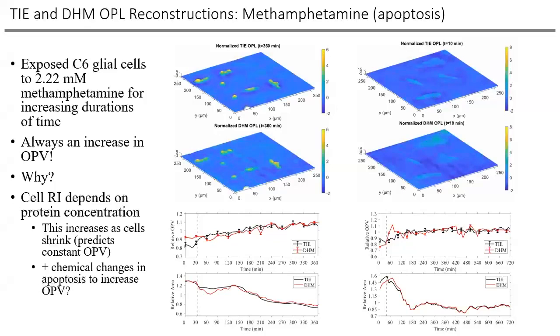These are cells undergoing apoptosis in two time trials here, TIE at the top, DHM down here. These are comparisons of the relative optical volume, TIE in black, DHM in red, and they both show an increase over time in optical volume.